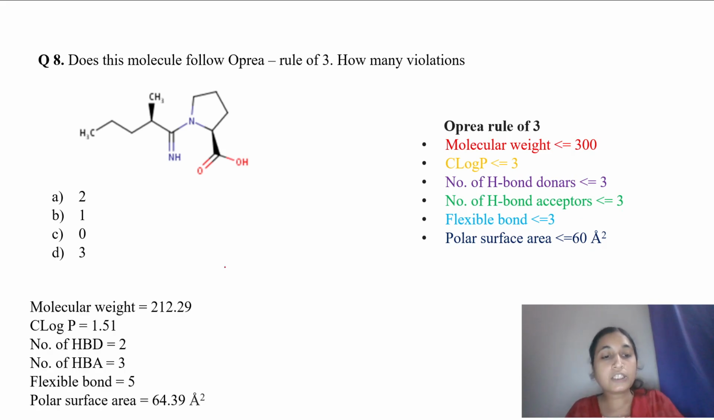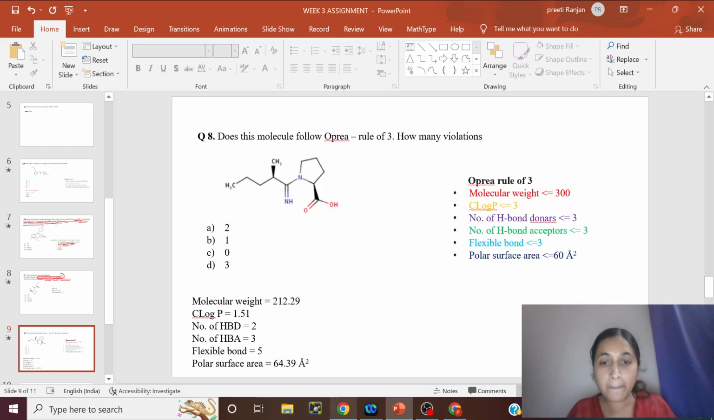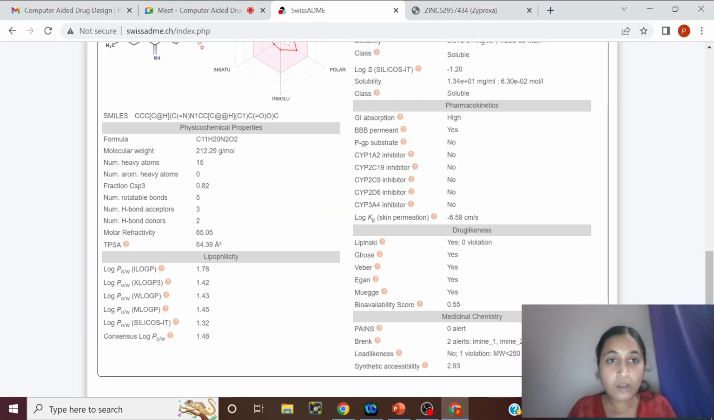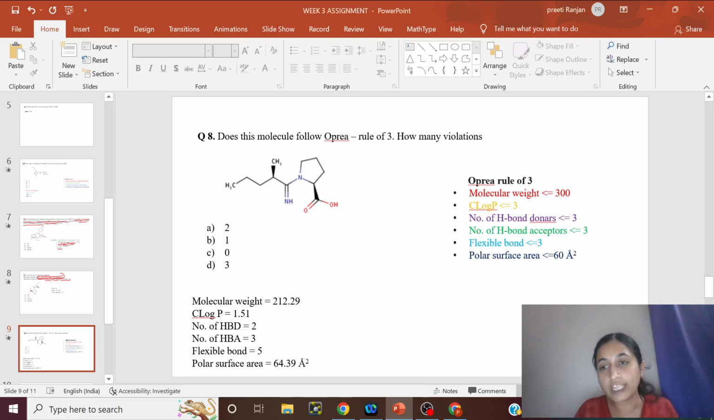So just now I have shown here the molecular weight of this molecule is 212.29, number of hydrogen bond acceptors is 3, number of hydrogen bond donors is 2, number of rotatable bonds is 5 and TPSA is 64.39 angstrom square and consensus log P is 1.48. So we will check here how many violations are here.